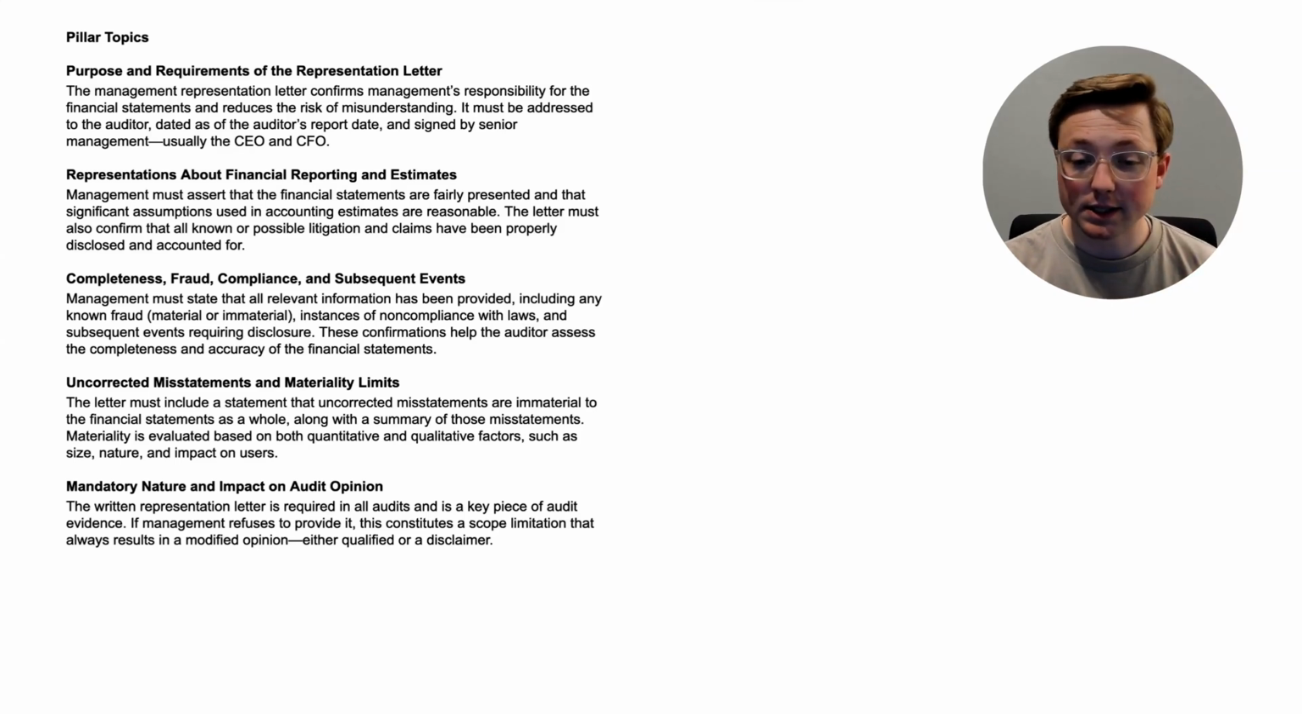The letter must include a statement that uncorrected misstatements are immaterial to the financial statements as a whole, along with a summary of those misstatements. Materiality is evaluated based on both quantitative and qualitative factors such as size, nature, and impact on users. And then finally, mandatory nature and impact on audit opinion. Again, this is required. The written representation letter is required in all audits and is a key piece of audit evidence. If management refuses to provide it, this constitutes a scope limitation that always results in a modified opinion, either qualified or a disclaimer, some kind of modified opinion.